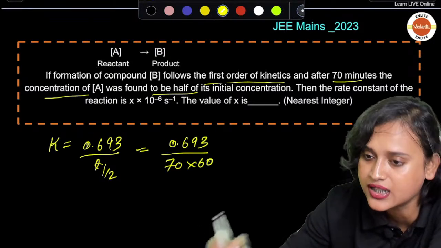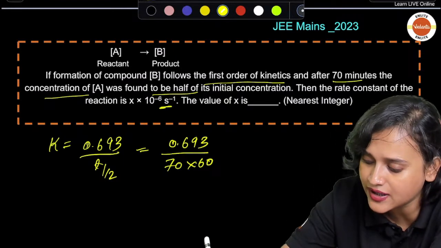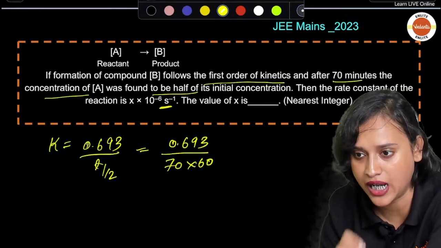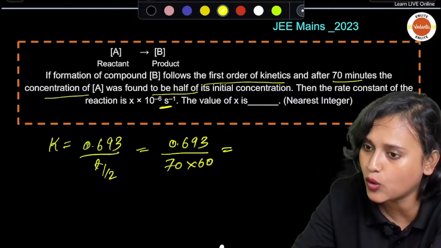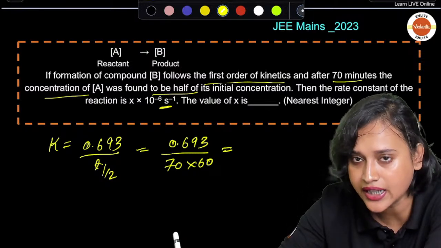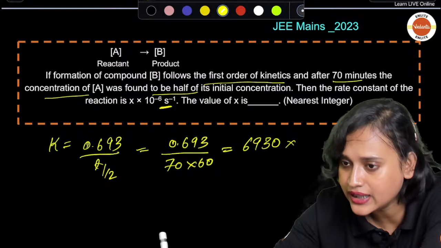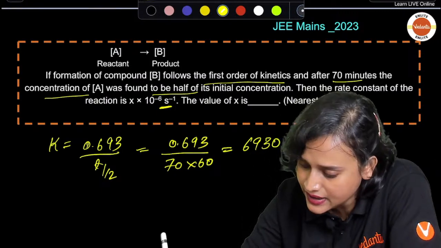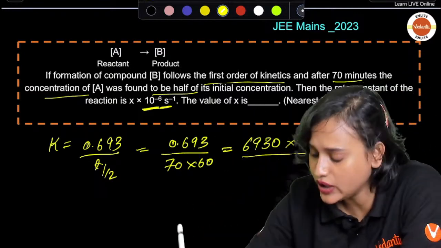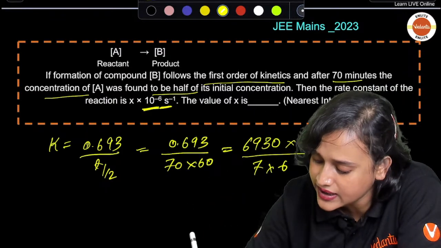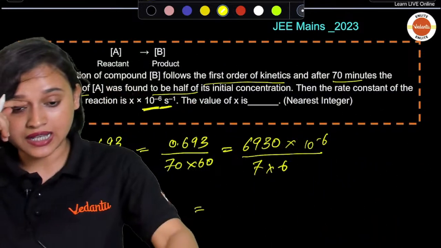So 70 into 60, because we want it in seconds, since the unit is S to the power minus 1. That's why I'm multiplying it. So 0.693 divided by 70 into 60. What I can do is write it as 6930 multiplied with 10 to the power minus 6, just so that I can manage the units. And here, if I write 7 into 6, calculate this and tell me what answer you are getting, everybody.